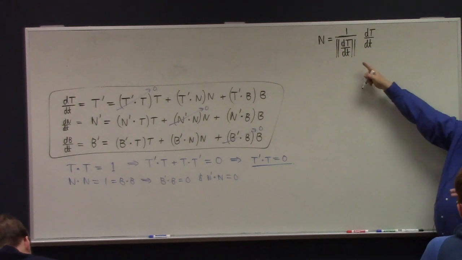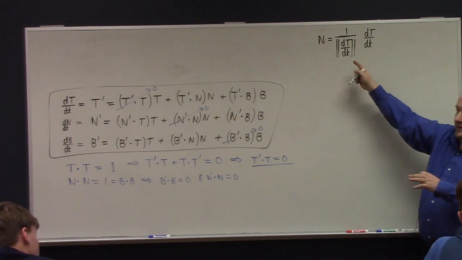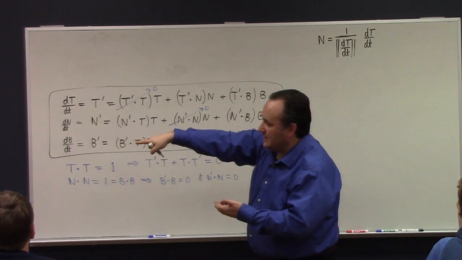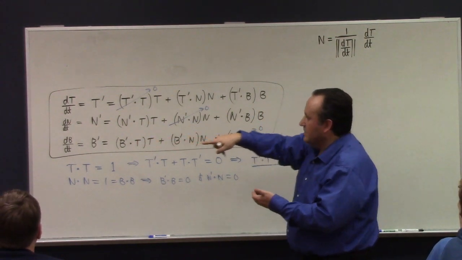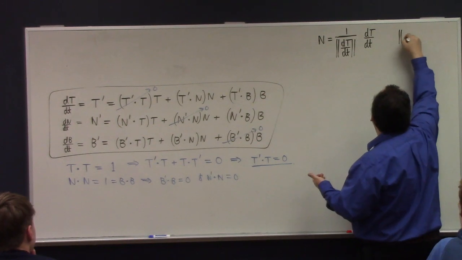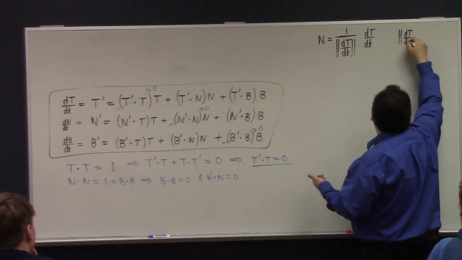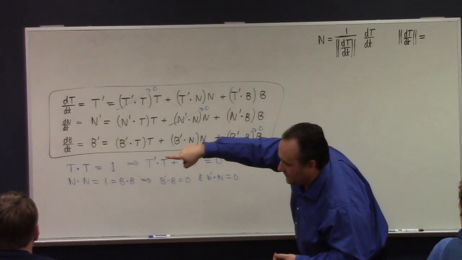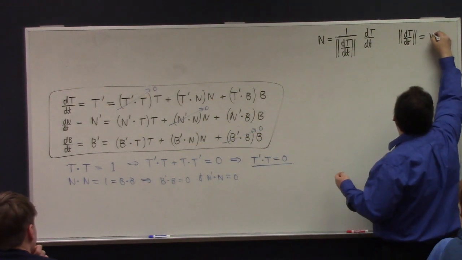Out to you that we can take the magnitude of dT/dt and take the definition for curvature and just solve for it. What happens if we solve for the magnitude of dT/dt and the curvature? We get what? It's equal to v times the curvature, right? V times kappa.